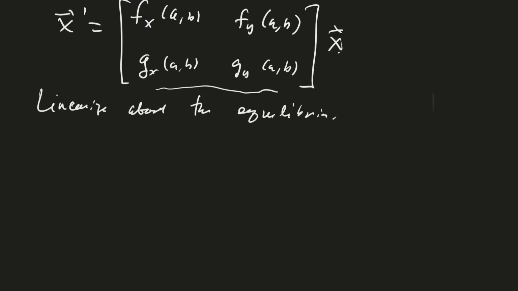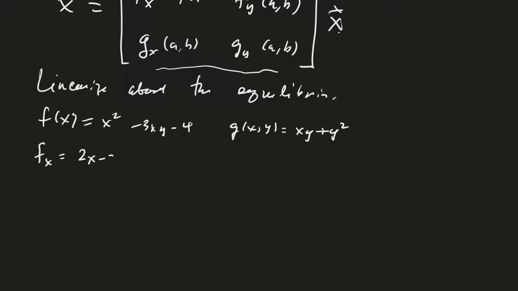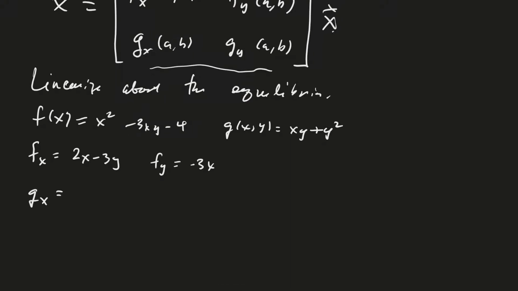All right, so now we need our partial derivatives. So just as a reminder, f of x, y was x squared minus 3xy minus 4, and g of x, y is equal to xy plus y squared. So therefore, f sub x is equal to 2x minus 3y. F sub y is equal to minus 3x. I'm going to go ahead and write this in kind of an order here. G sub x is y. That's the partial derivative of g with respect to x. G with respect to y, it looks like it's going to be 2.